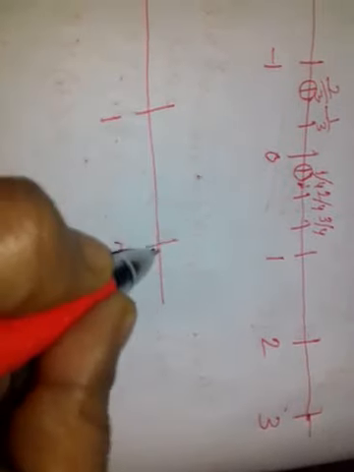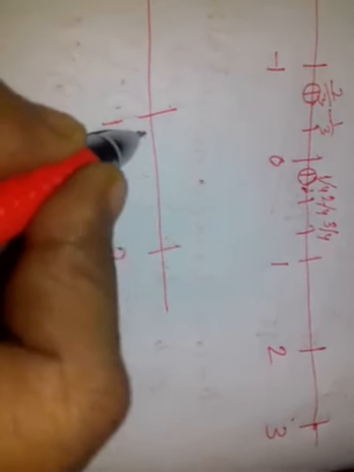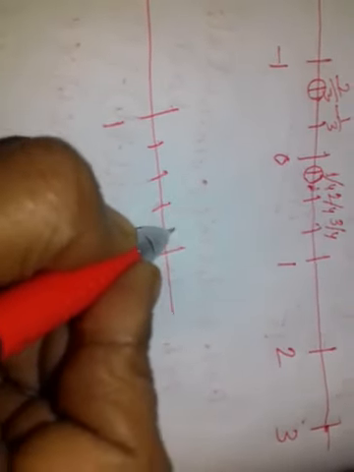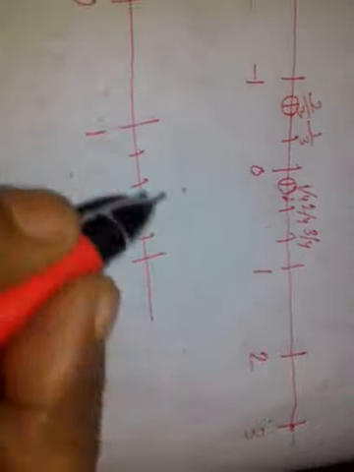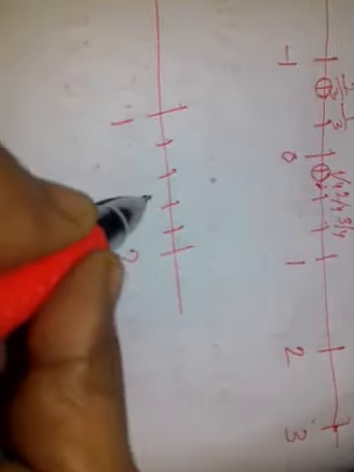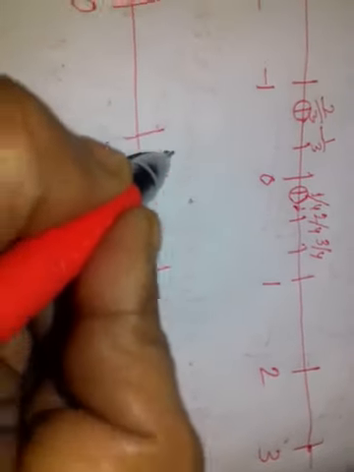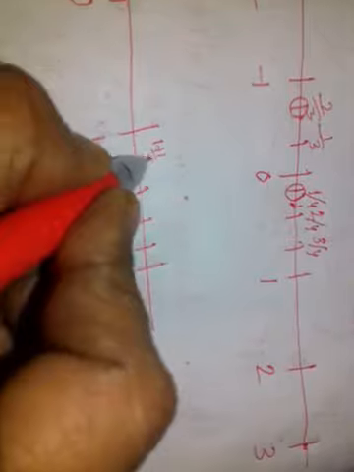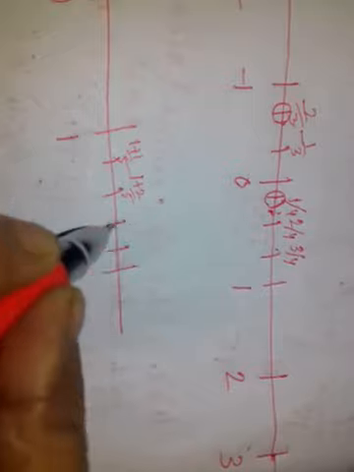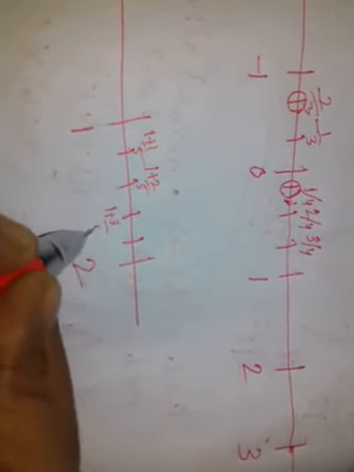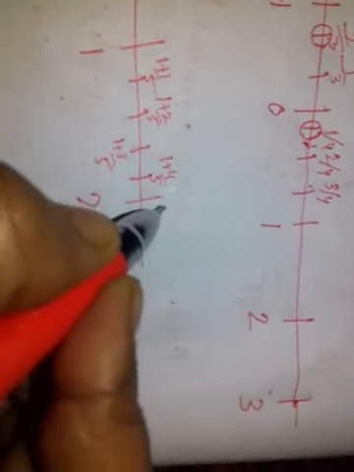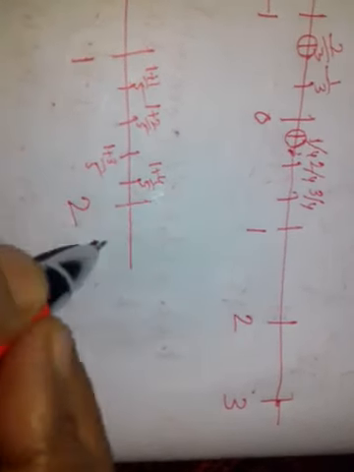Then I am dividing the space 1 to 2 into 5 equal parts. 1, 2, 3, 4, 5. So 5 equal parts means 1 by 5, 2 by 5, 3 by 5, 4 by 5, 5 by 5. So this is 1 plus 1 by 5. Next 1 plus 2 by 5. Then 1 plus 3 by 5. Then 1 plus 4 by 5. And this one is 1 plus 5 by 5, that is 1 plus 1, 2.